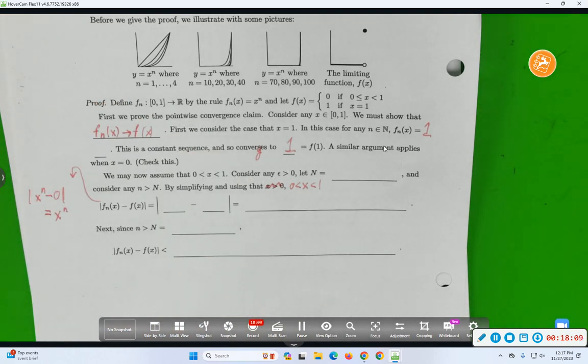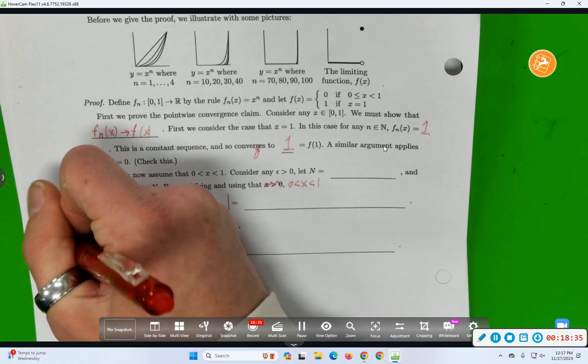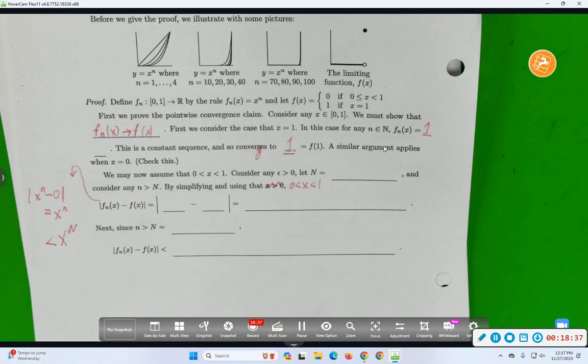Everything's positive, so the absolute values don't matter. It doesn't matter if you subtract 0. All right, what can you do with that? I can make little n bigger than big N. And x is less than 1, so raising it to a bigger power makes it littler. Oh, cool. So now there's a big N instead of a little n.